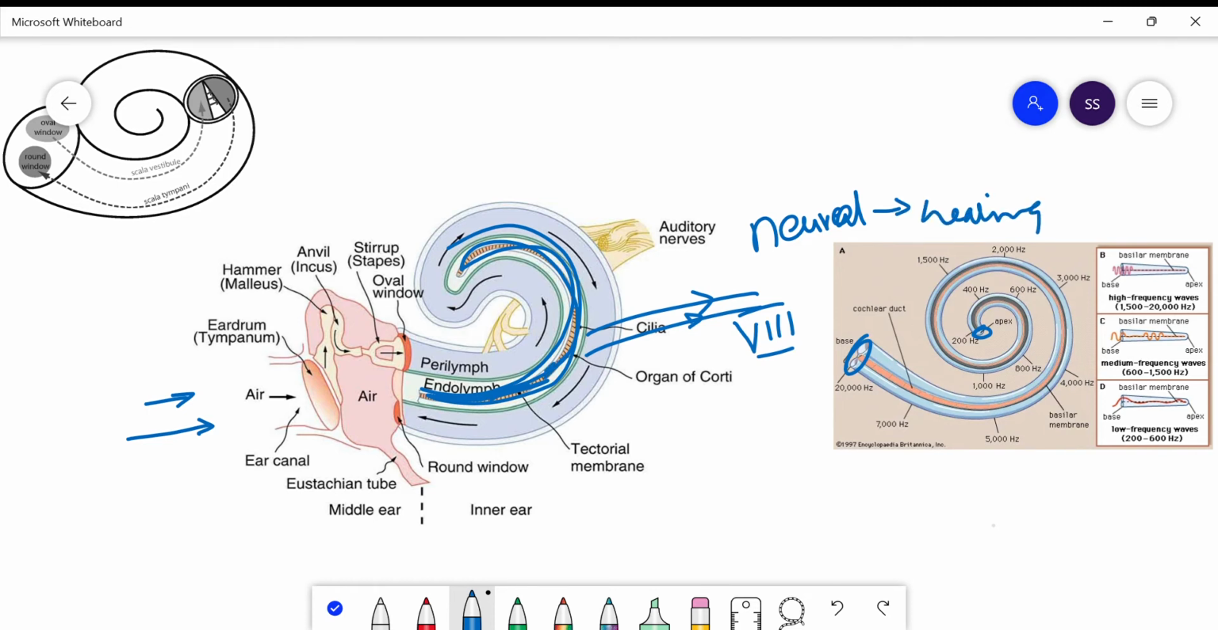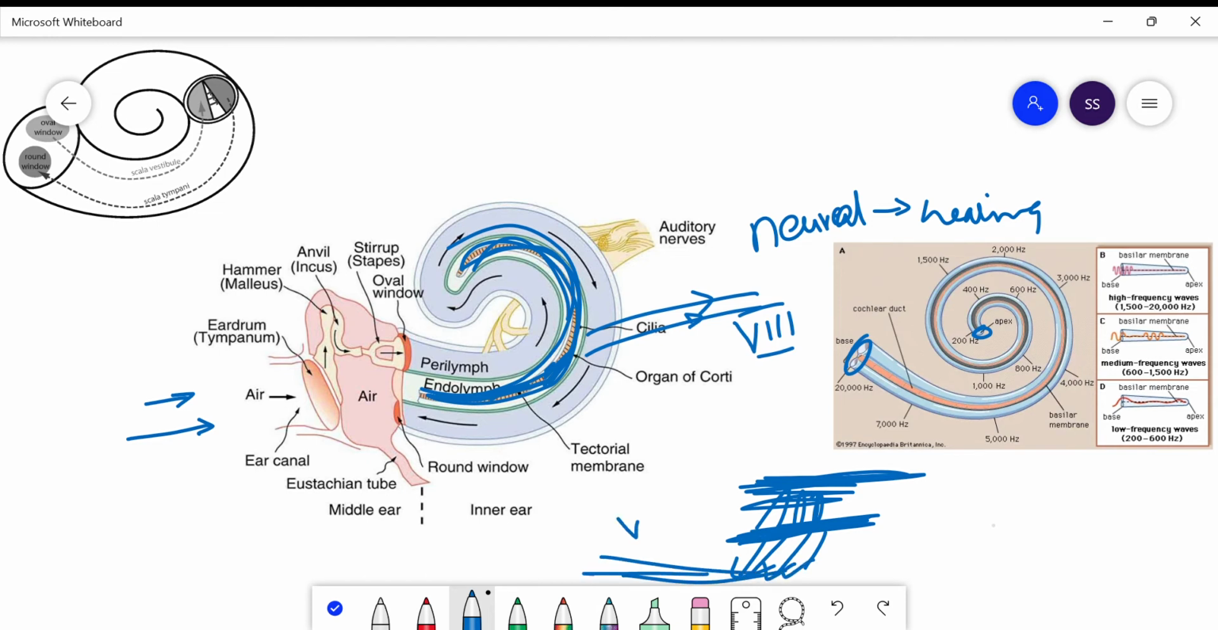So this is the organ of Corti, because there are hair cells. There's the basilar membrane. There are hair cells which, when the basilar membrane moves, they move against a tectorial plate, and that gets transmitted via cranial nerve 8 as sound impulses, right?